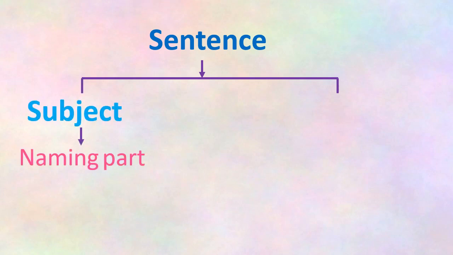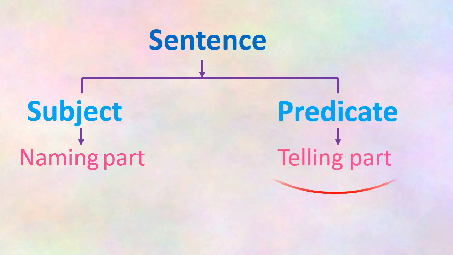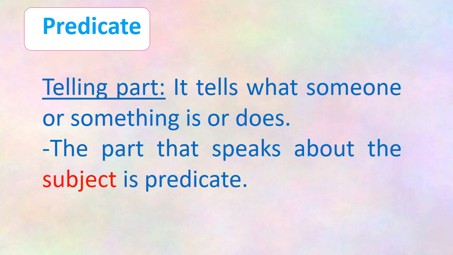So students, we finished with the first part, that is subject. Subject is the naming part and we learned that the part which tells us about the person or the animal doing the action is the subject. Now let us learn about the predicate. Predicate is the telling part. Predicate, telling part, it tells what someone or something is or does. So students, the part which speaks about the subject is the predicate.